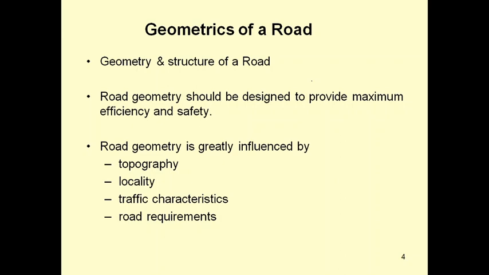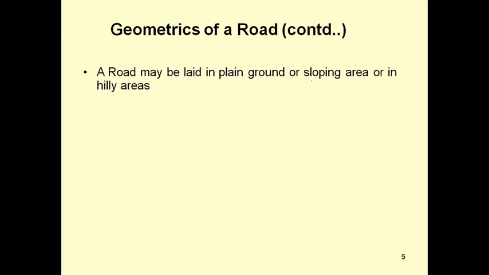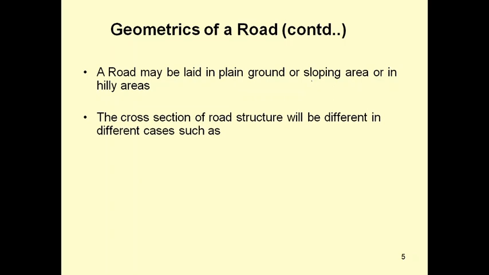A road may be laid in plain ground, sloping area or hilly areas. The cross section of the road structure will be different in different cases, such as road in embankment, road in cutting, and road in partial embankment and partial cutting. A road in embankment I will show you in a diagram in the upcoming slides.